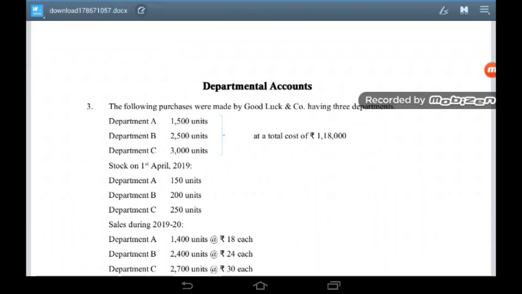Note the problem in your notebook before you start. Today I will discuss a problem on departmental accounting. The following purchases were made by Goodluck and Company having three departments: Department A 1500 units, Department B 2500 units, Department C 3000 units at a total cost of rupees 1,18,000.